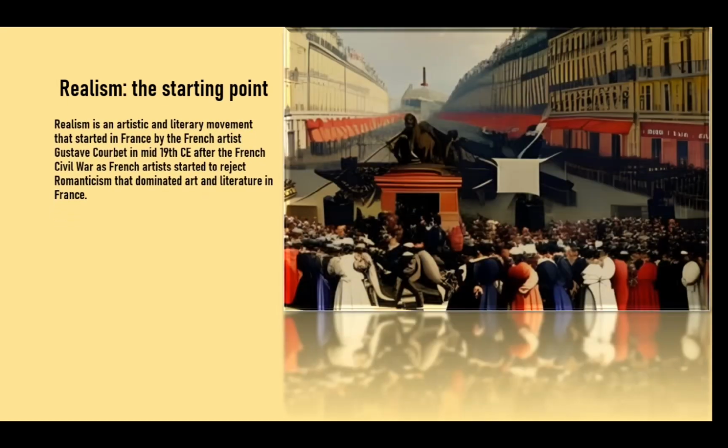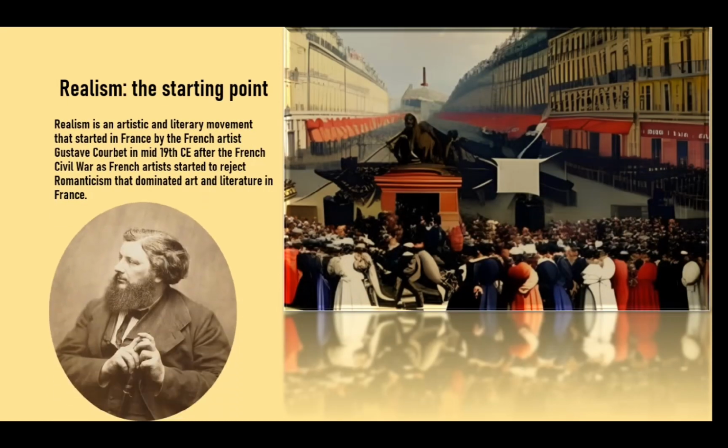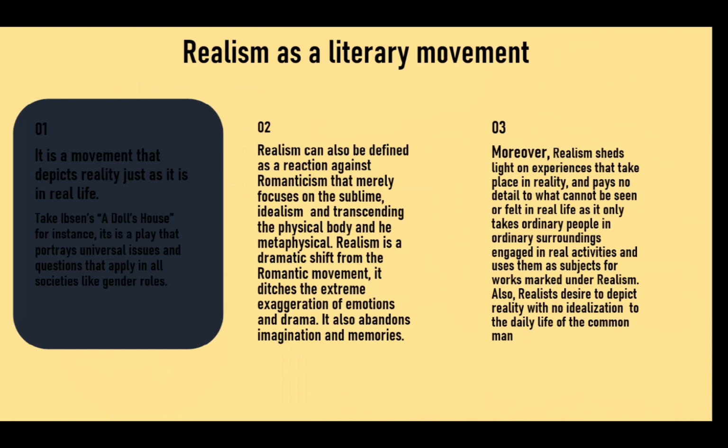Realism is an artistic and literary movement that started in France by the French artist Gustave Courbet in the mid-19th century after the French Civil War, as French artists started to reject Romanticism that dominated art and literature in France at that period of time. And to define realism as a literary movement, it is a movement that depicts reality just as it is in real life.